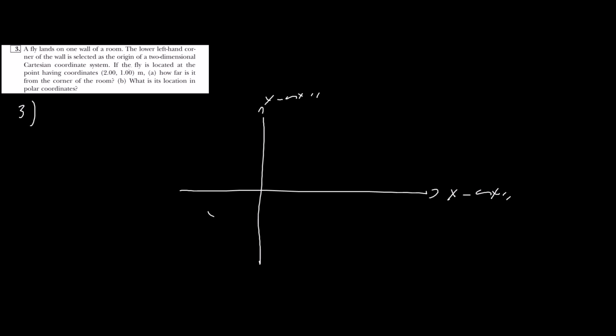All right, so this is going to be the x-axis, and this is going to be the y-axis. And if the fly is located at 2 and 1 meter, so that's like 2 meters here from the y-axis and 1 meter up there. I know it's not to scale, whatever. I don't care. And this length is going to be 2, and the upper length is going to be 1. So this is going to be 2 and 1 meter.